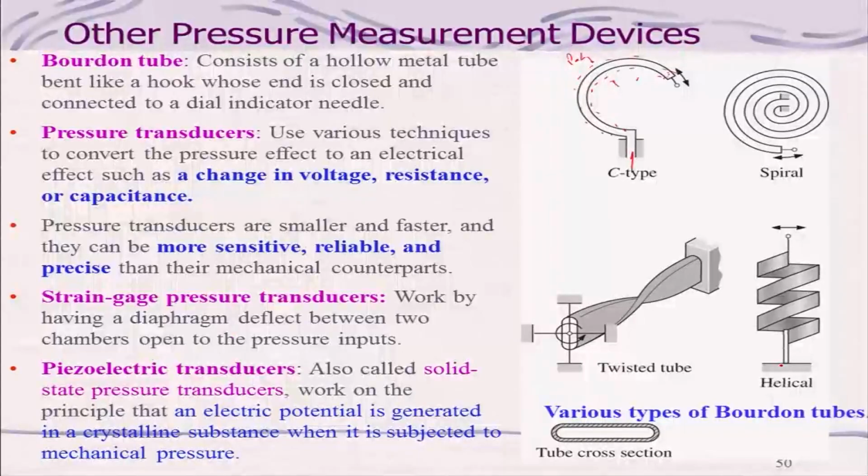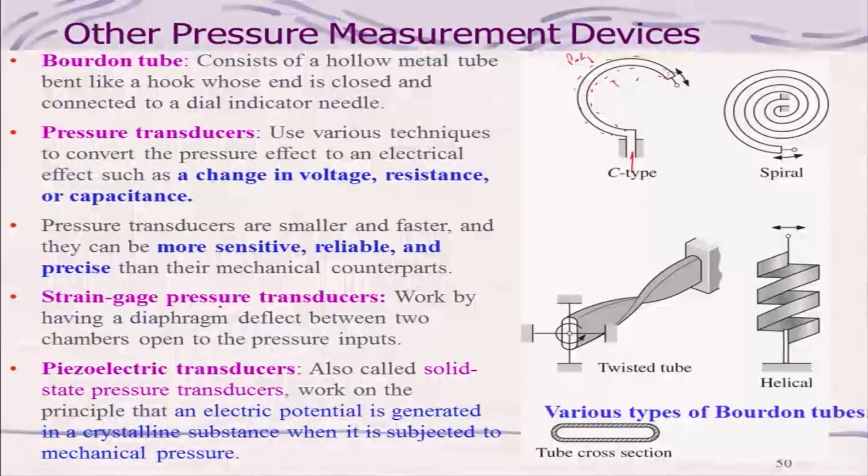And this is known as a pressure transducer, and these are smaller and faster, and they are more sensitive, reliable and precise than their mechanical counterparts. However, I feel that the mechanical one is more reliable and rugged, whereas the electrical or electronic ones, in our place where the humidity is very high and the temperature is very high, have a very short life. So I always feel the mechanical will be more rugged in our conditions.